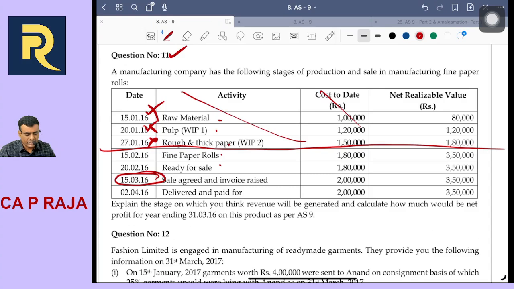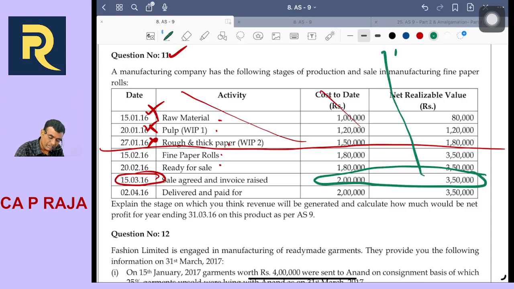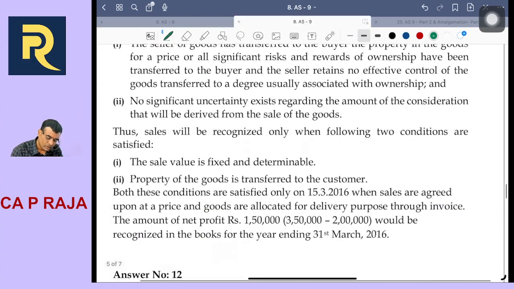So which date is relevant? 15/3/2016 is relevant. So what will be your profit? Your profit will be 1,50,000. Yes, the second question they asked was about your profit also. Explain the stage on which you think revenue will be generated, that we told you is 15/3/16, and calculate how much would be the net profit. Net profit you have to compute now: 1,50,000.